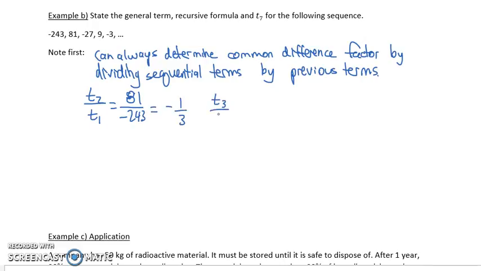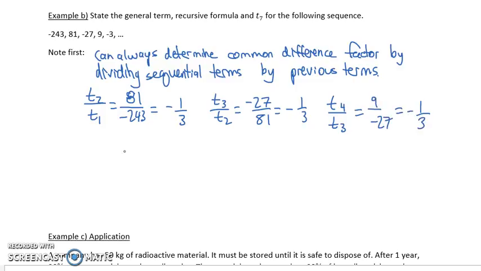We could say T3 divided by T2. So one bigger divided by the previous term. And that's going to give me negative 27 over positive 81. That's negative 1/3. And check it with one more to make sure I'm on the right track, but I think it's pretty obvious that I am. I'm going to say 9 divided by negative 27. Well, that also is negative 1/3. Which means that r has to be equal to negative 1/3.